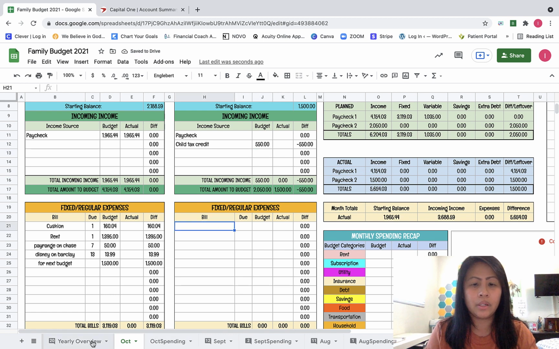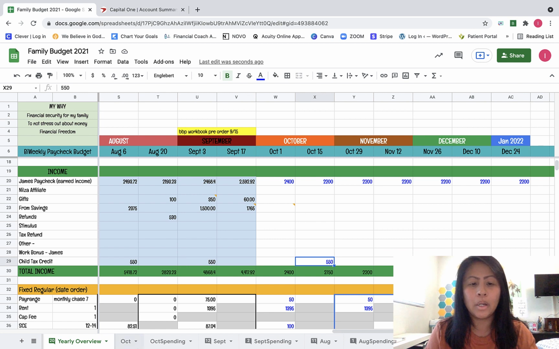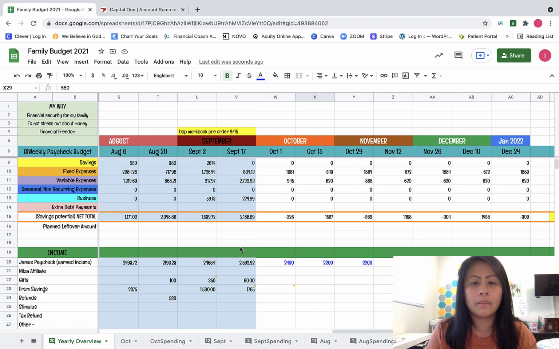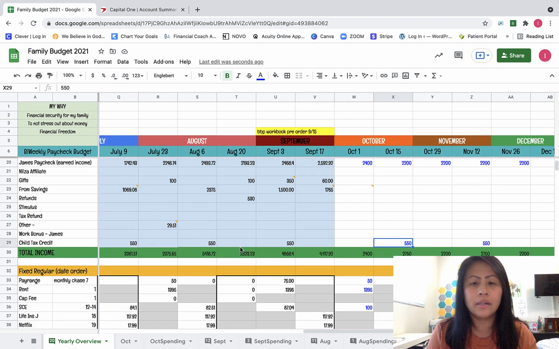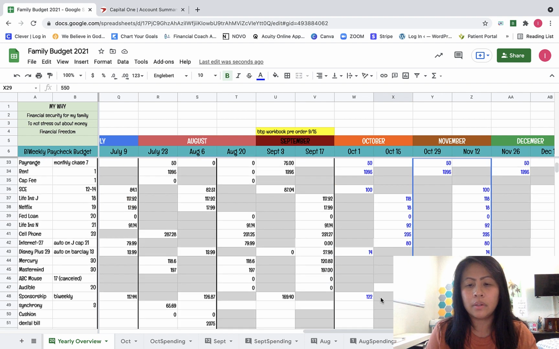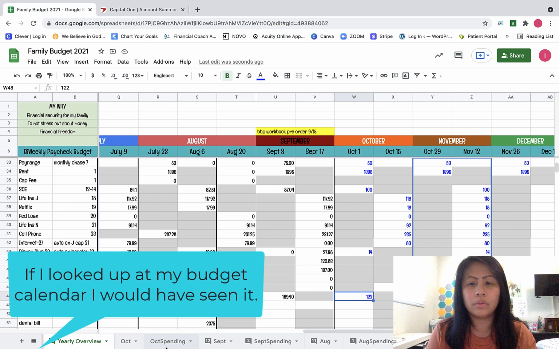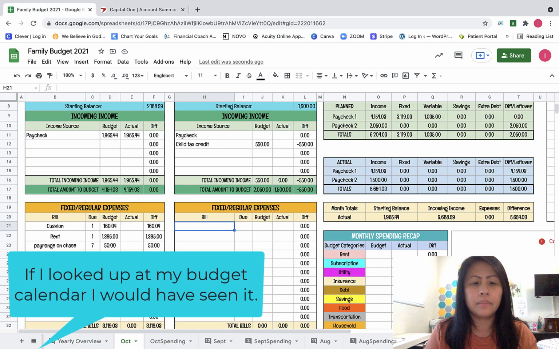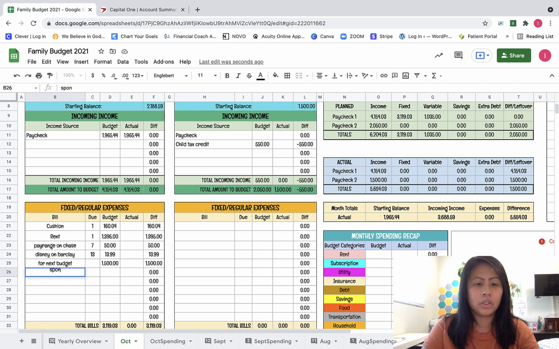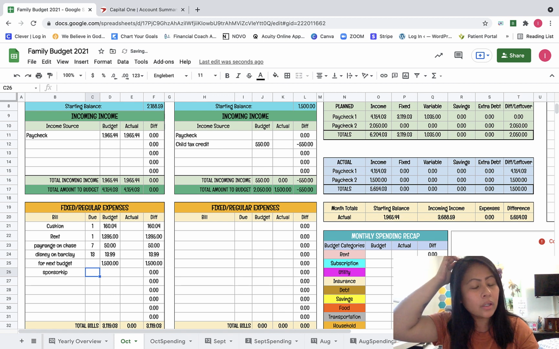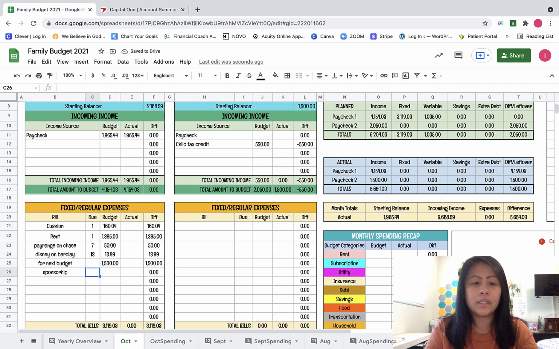What I really want to put on here is all the bills. Oh, you know what? Shoot. I forgot to add our sponsorship on there. So 122. If you guys are new here, if you haven't heard me talk about this, that sponsorship is basically my husband and I sponsoring two college students in the Philippines. So 122. Now I'm at a negative 122.